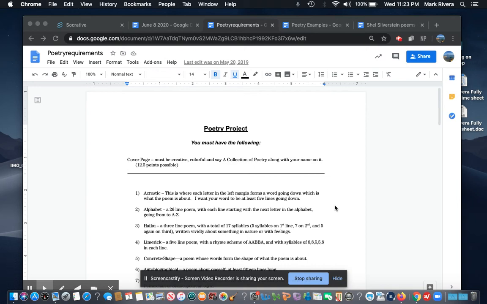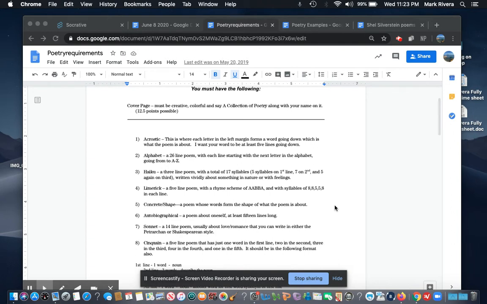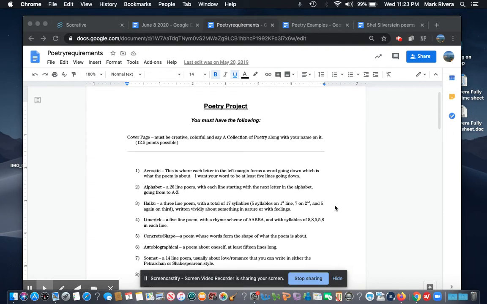Today we are going to be doing two different assignments. The first one is the introduction of your poetry project. You are going to be responsible for creating 8 different types of poetry. Okay, so these are the directions for that poetry project.